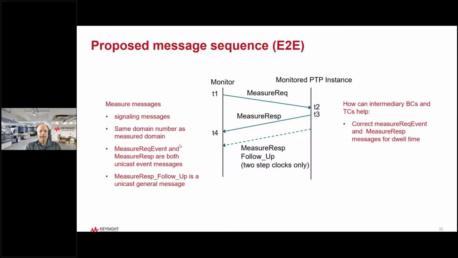And the unicast follow-up is a unicast general message. It's not an event message. And how BCs and TCs can help.